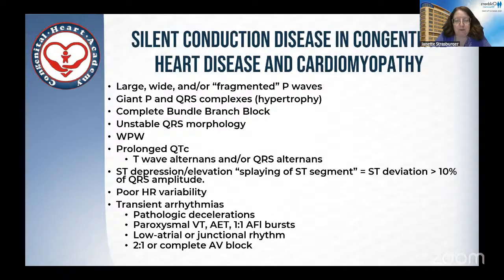And finally, we're looking for those types of arrhythmias that are very transient, ones that may be so short that you might not catch them as you do a fetal echo. And this could include things like pathologic decelerations, paroxysmal VT, AET, or flutter, especially flutter with one-to-one conduction. I'll show you an example of that. Low atrial rhythms or non-sinus rhythms. And finally, the presence of things to suggest conduction abnormalities like first or second degree AV block or even complete heart block that's transient.